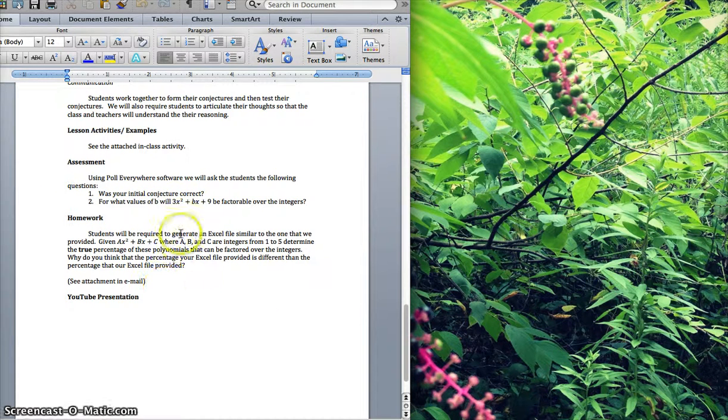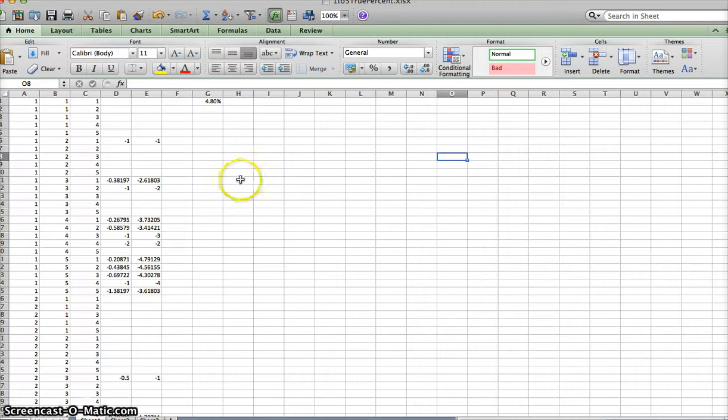When that's done, we're going to ask the students to complete this homework assignment where they determine the true percentage of polynomials that can be factored over the integers if the polynomial is in the form ax squared plus bx plus c, where a, b, and c are integers from 1 to 5. As you can see here, we've completed that, and the approximate percentage is 4.8.